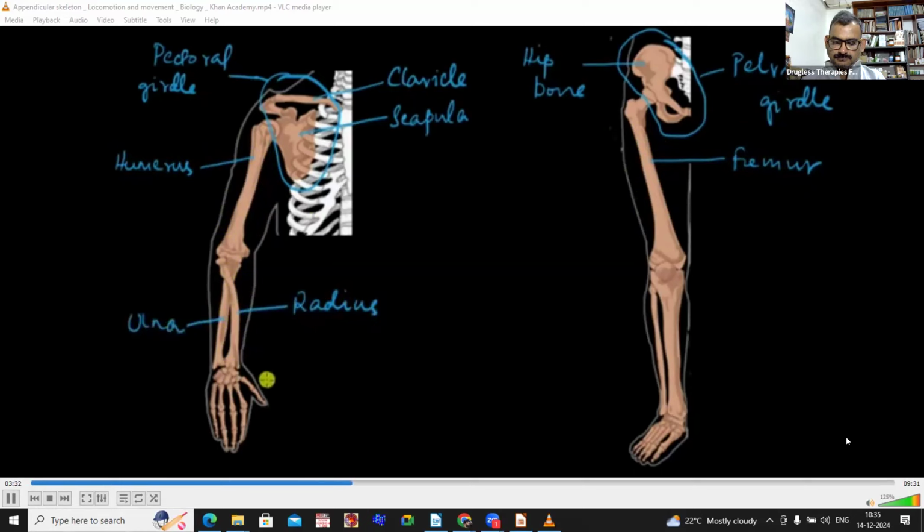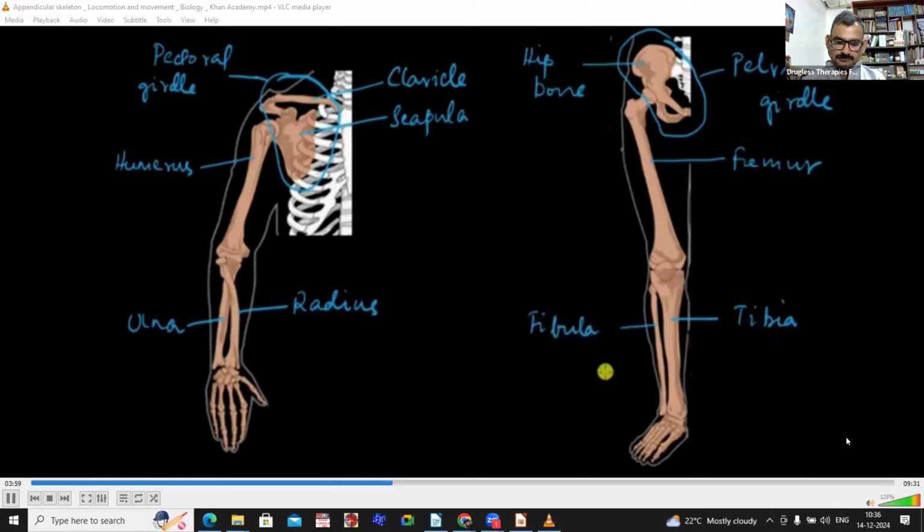Now you can ask me, how can you tell between radius and ulna? So remember, the radius bone always is on the side where the thumb is, whereas ulna is on the opposite side. Similar to the radius and ulna, the portion below the knee has 2 bones. So this is tibia and this is the fibula.